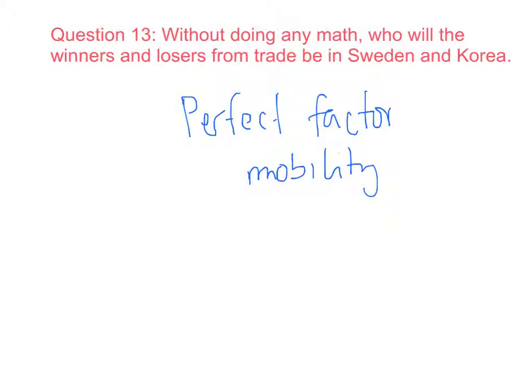And since everyone is working in the export industry, everyone benefits from trade. The same is true for Korea. They move from the A industry to the B industry. Everyone is working in the export industry, everyone benefits from trade. So with perfect factor mobility and only one factor, labor, we have that trade is good for the entire nation and everyone working and living within the nation. Trade is good for everyone.